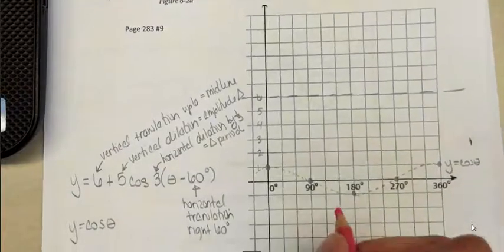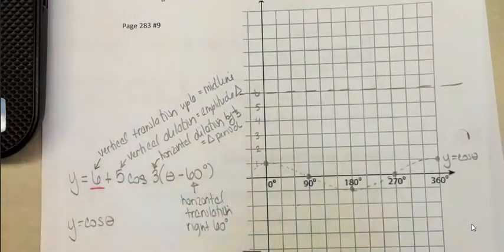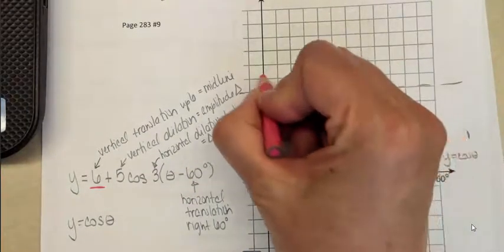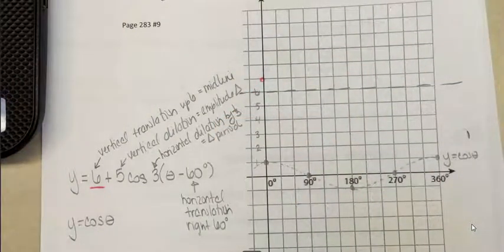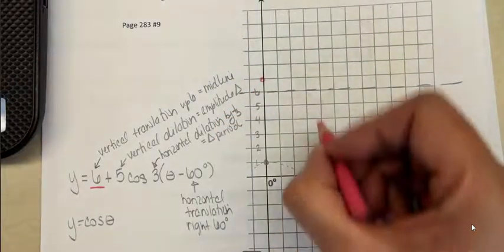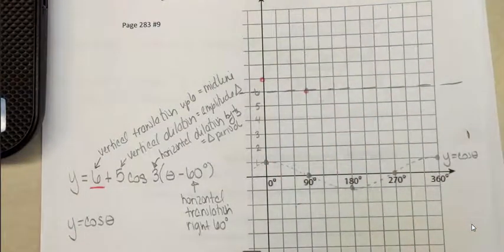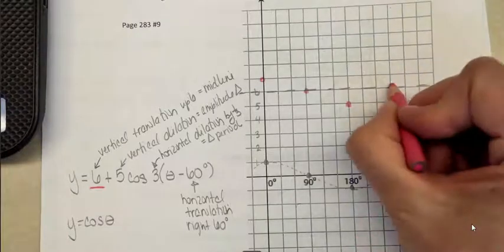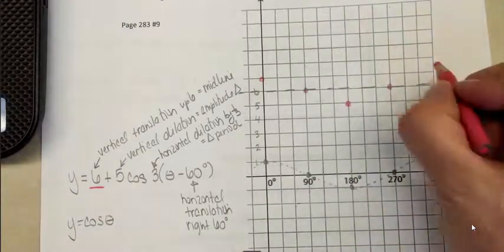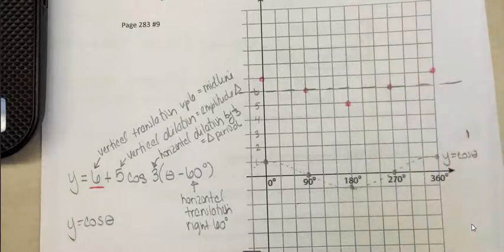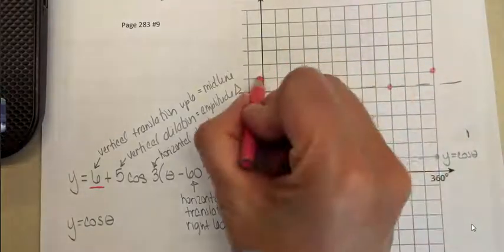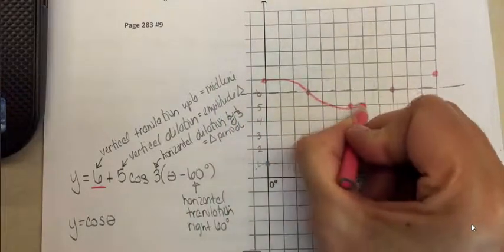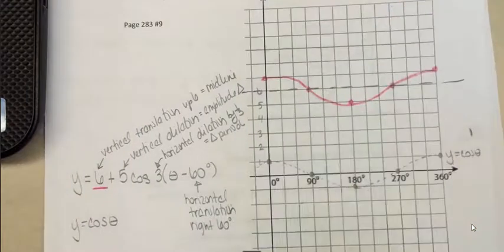My graph now, and I'm going to do this one in pink, is really up 1 from that midline. At 90 degrees, I'm on the midline. At 180, I'm 1 below it. At 270, I'm back on the midline. And then at 360, I'm 1 above it. So I end up with a new transformed function. I'll do my best here with this pink. Oops, that's a little low. That's okay. Something like that.